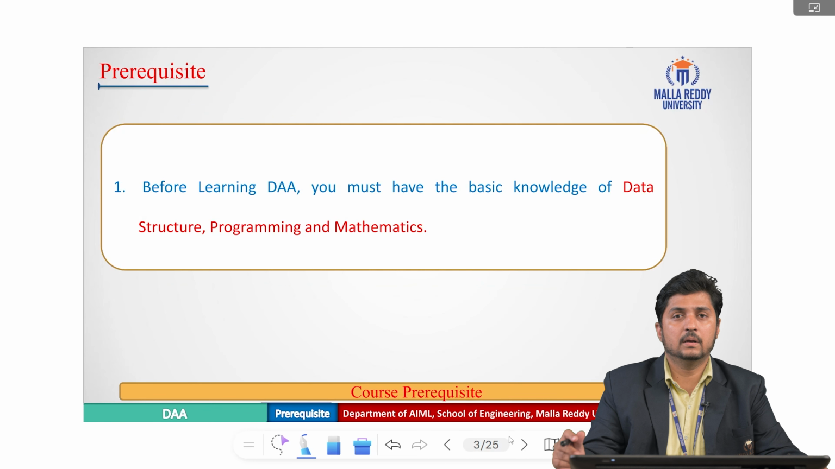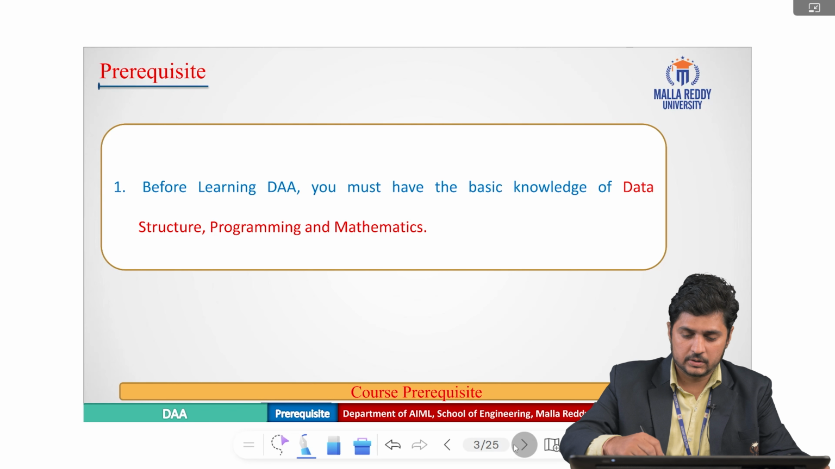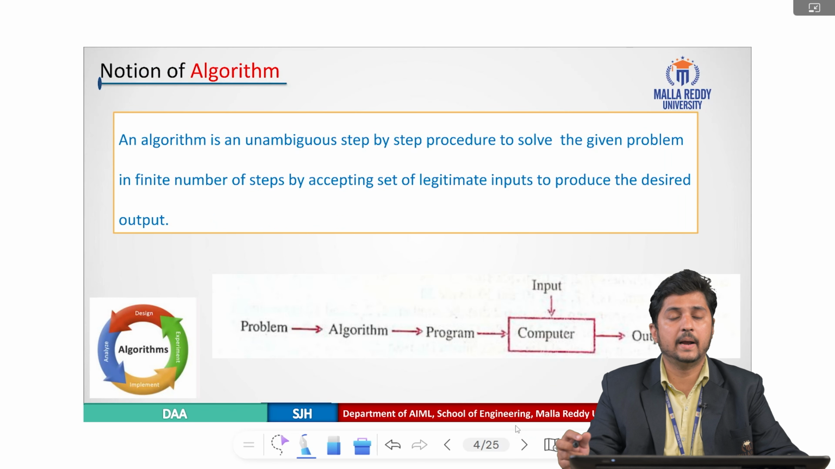So starting with a prerequisite. Before we understand design and analysis of algorithms, first of all we need to have a basic idea of a data structure and a programming language, followed by mathematics. So this is the basic prerequisite. And starting with the notion of algorithm.